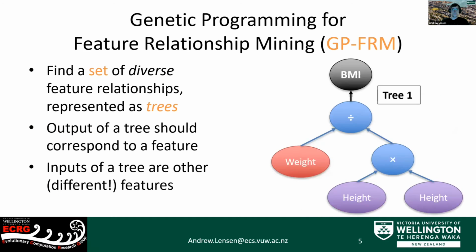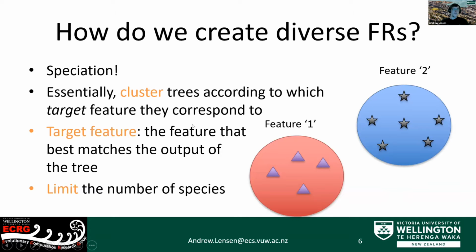So for example, in here, we had an output which is very similar to BMI. And so BMI would be what we call our target feature for this tree. And then we essentially cluster our trees across their whole population based on their target feature. And so, for example, you may get 4 different trees here that would all be trying to represent the same target feature, so maybe BMI, and then another set of trees here which is trying to represent something else, maybe your height or your blood pressure or something else in the medical data set.